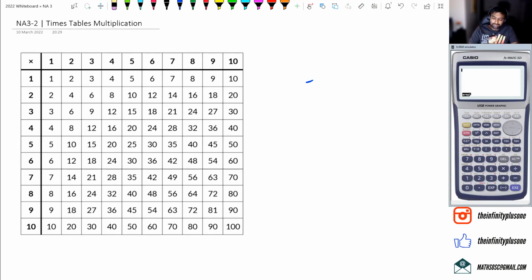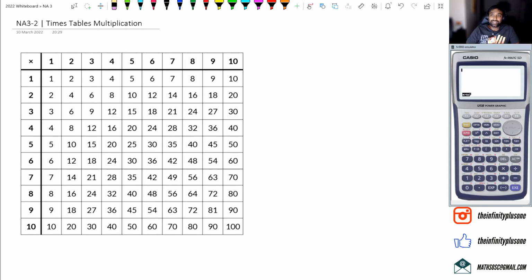Sometimes people ask me, which is the best way to learn times tables? It's kind of hard for me to say because it's up to you. You've got to try all these different styles to figure out which one you like to work with.